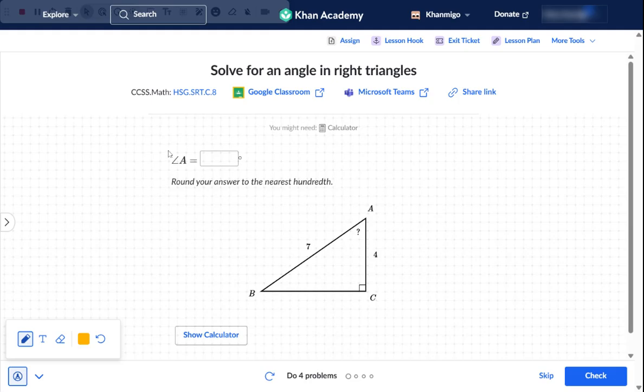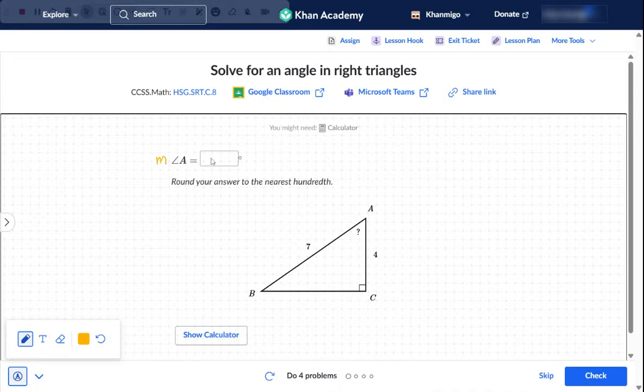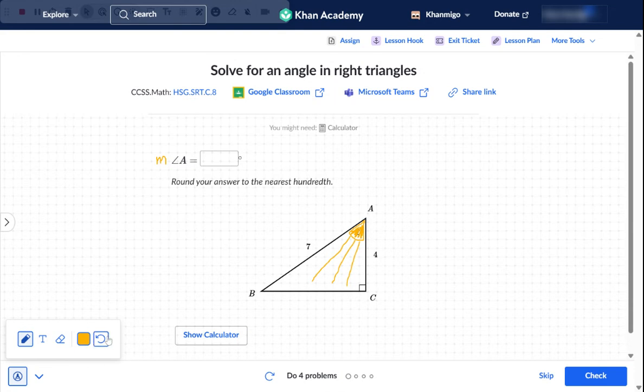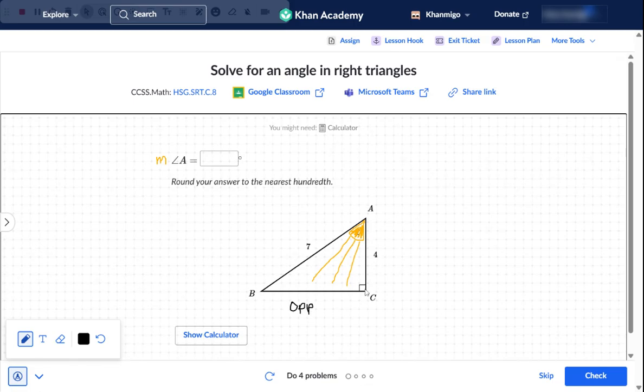Okay, so we are asked to find the measure of angle A. Measure, because we want the specific degree. Let's see what we're given. Looking at this angle here, this is angle A. If we take our flashlight, we're in that corner, shining our light from that corner, that's going to give us our opposite side. The side directly across from the 90-degree angle is our hypotenuse. It's the longest side also, which leaves our adjacent side.